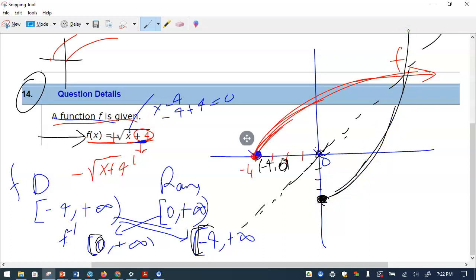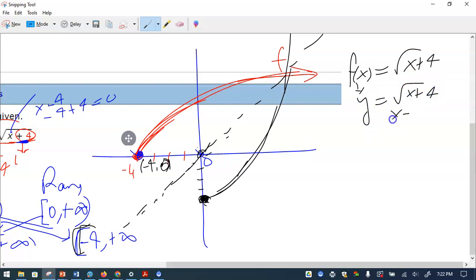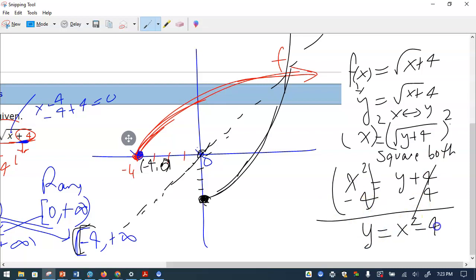Now, how do we find the actual expression for this? For that, you have to do some work. They give us f is the square root of x plus 4. You write this as y equals the square root of x plus 4. Then switch x and y. So this becomes x equals the square root of y plus 4. Then you square both sides: x squared equals y plus 4. Then subtract 4, and you can clearly see the 4 goes away. You can write y equals x squared minus 4.